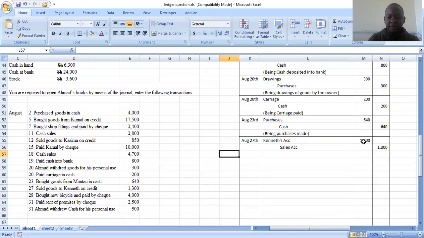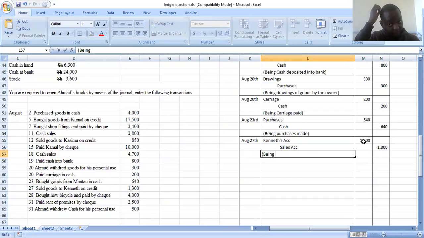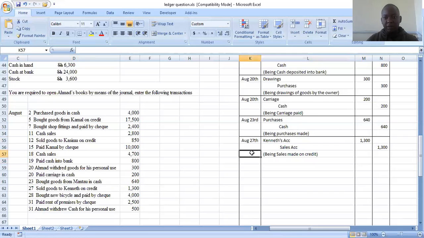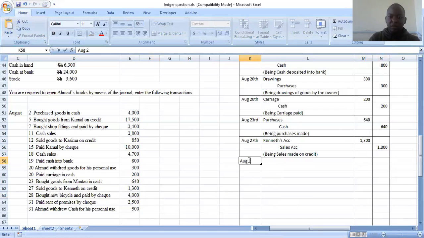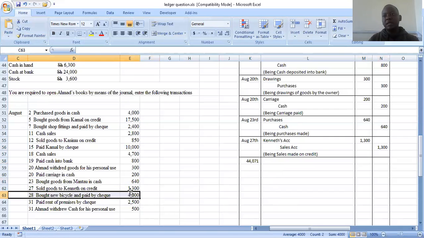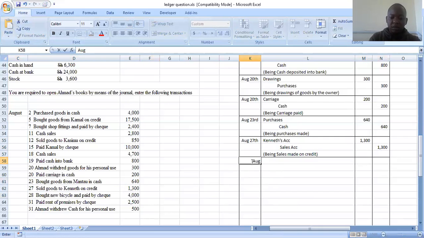The narration shall be sales made on credit. And then we close that. To close, we underline. Then we move on to the other transaction on the 28th: bought a new bicycle and paid by check. So August 28th.